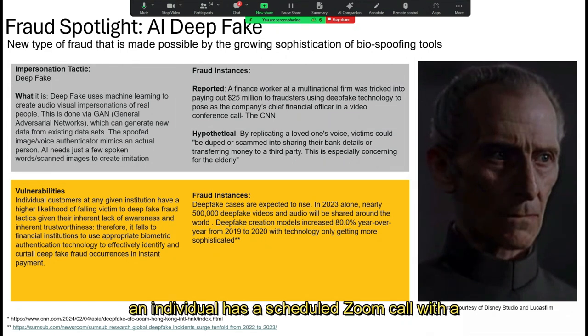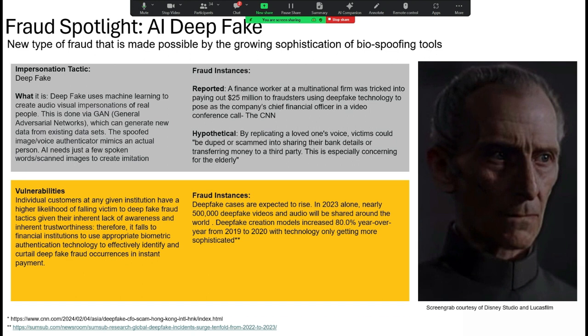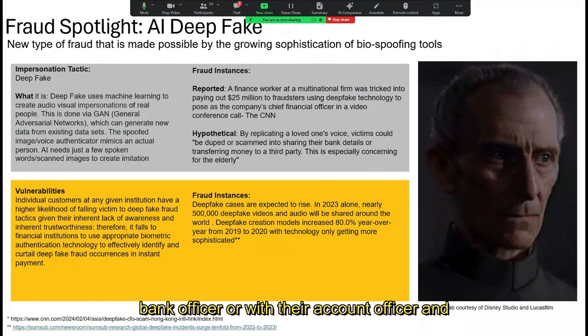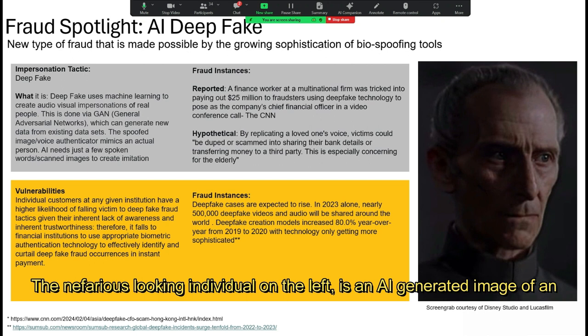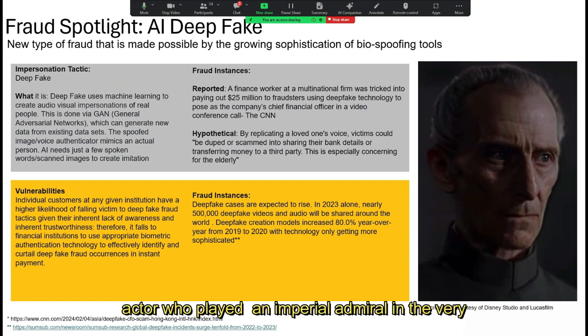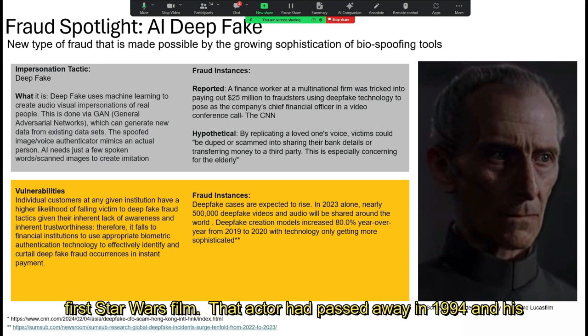But let's say an individual has a scheduled Zoom call with a bank officer or with their account officer, and that account officer might fully be convinced that he is speaking to an actual individual, whereas in fact he might be speaking with an AI-generated image. The individual on the left, this nefarious looking figure, actually is an AI-generated image of an actor who played an imperial admiral in the very first Star Wars film.